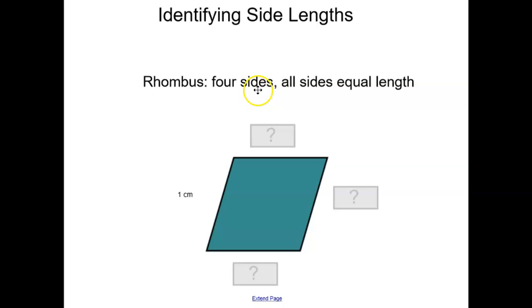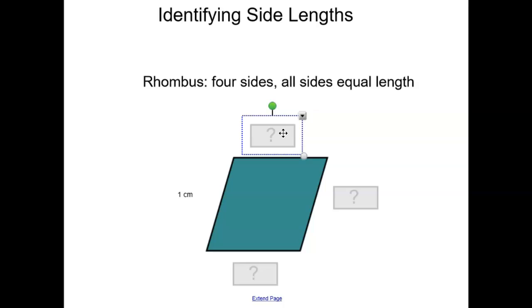It has 4 sides, and I know a characteristic of any rhombus is that all of its side lengths are equal. So if this side length were 1 centimeter, what would the remaining side lengths be and why, if you know that all of the side lengths are equal?